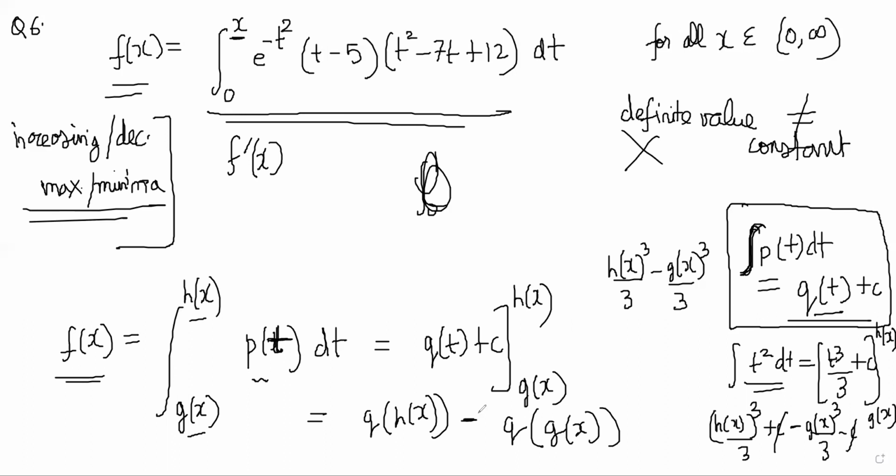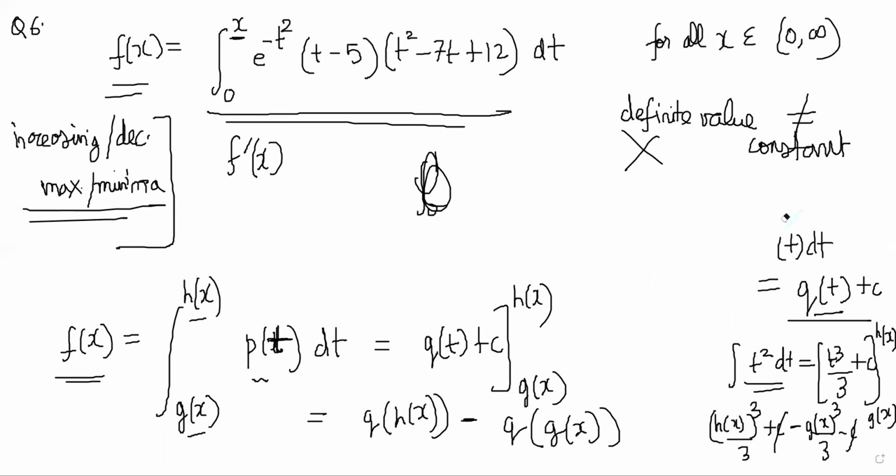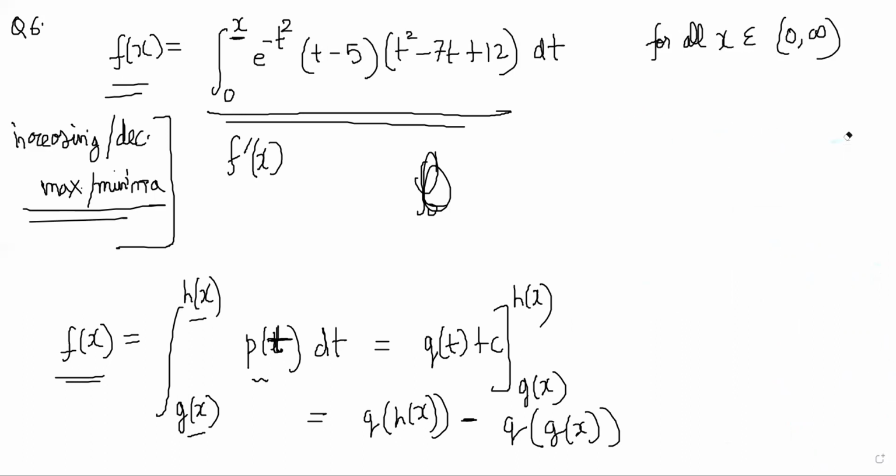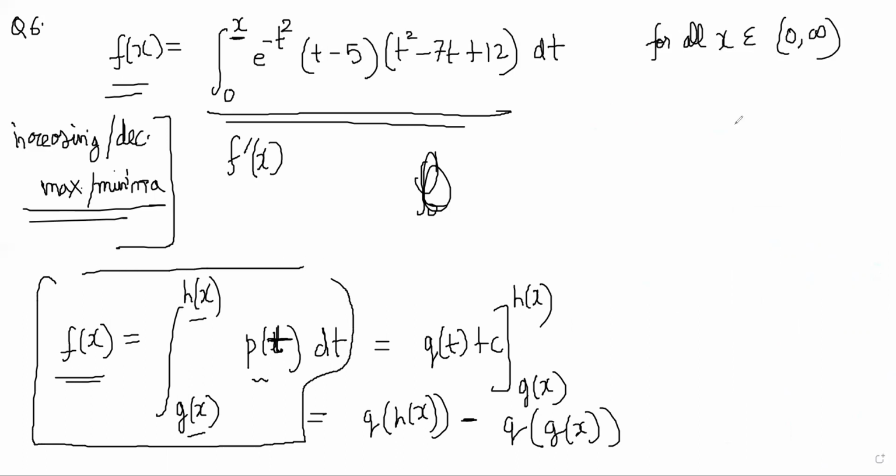Okay, I'll need some space here. So f of t is coming out to be q of h of x minus q of g of x, right? Where f of t was this function, and what is q? Integral of p of t dt was equal to q of t plus some constant, right? That is how my q function was defined. It was the integral of p of t, right?